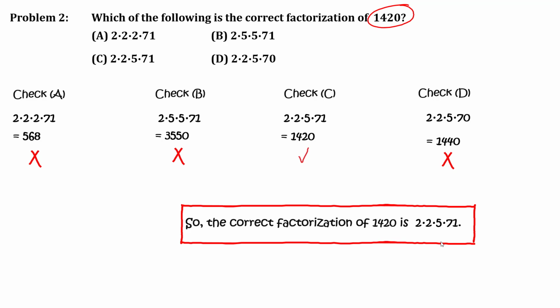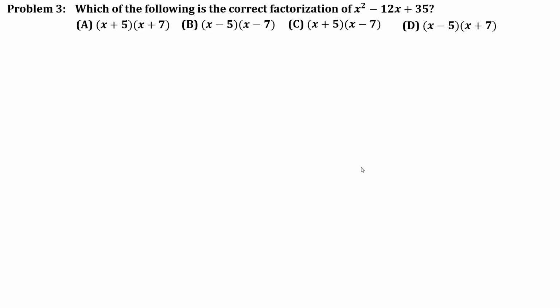Okay, we're going to do the same thing but for polynomials. So for problem 3, this is a quadratic trinomial, right? x squared minus 12x plus 35. Then I'm asking you which of the four choices is the correct factorization. A is x plus 5 times x plus 7, B is x minus 5 times x minus 7, C is x plus 5 times x minus 7, and D is x minus 5 times x plus 7. So you have four multiplication problems. I'm asking you which one of these results in x squared minus 12x plus 35.